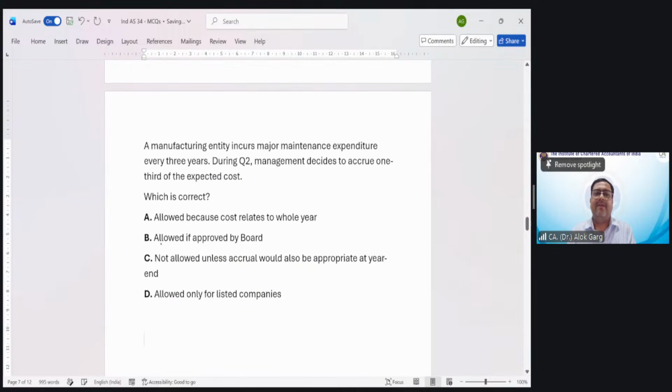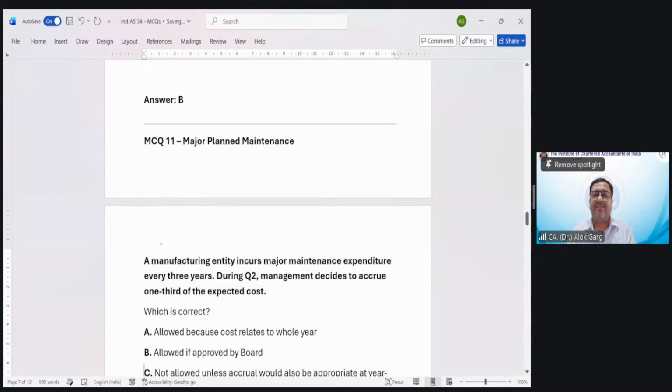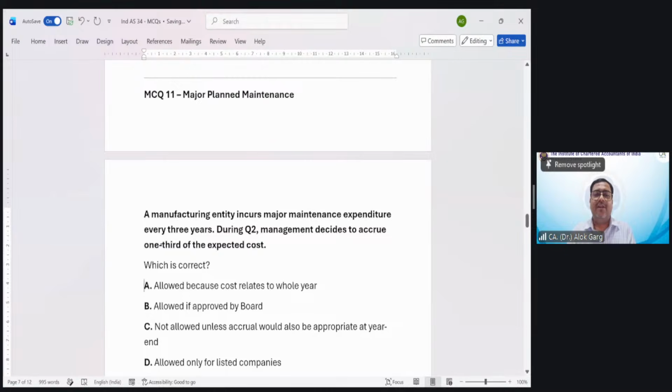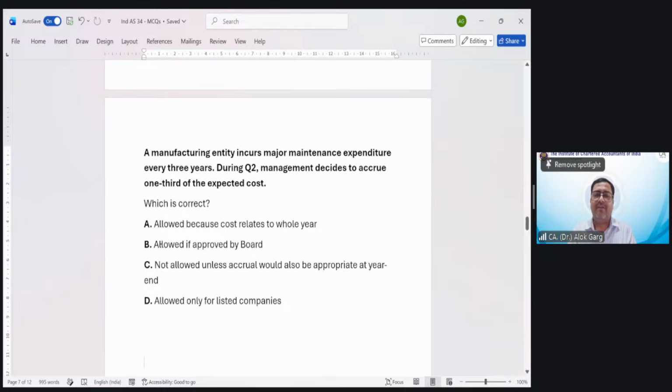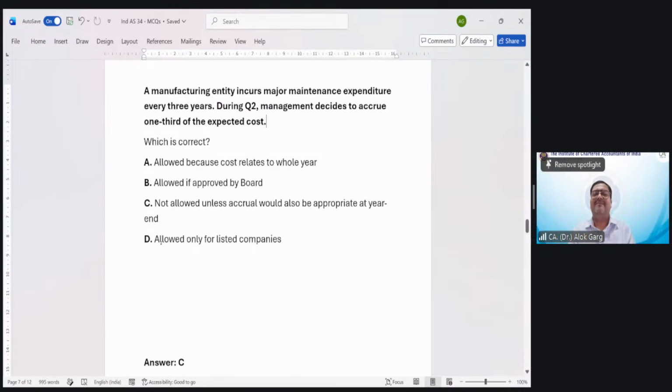Great. Major plant maintenance. A manufacturing entity incurs major maintenance expenditure every 3 years. During quarter 2, management decides to accrue 1/3 of the expected cost. A: allowed because the cost relates to the whole year. B: allowed if approved by the board. C: not allowed unless accrual would also be appropriate at year end. D: allowed only for listed companies. Friends, what is the right answer? Please tell me.